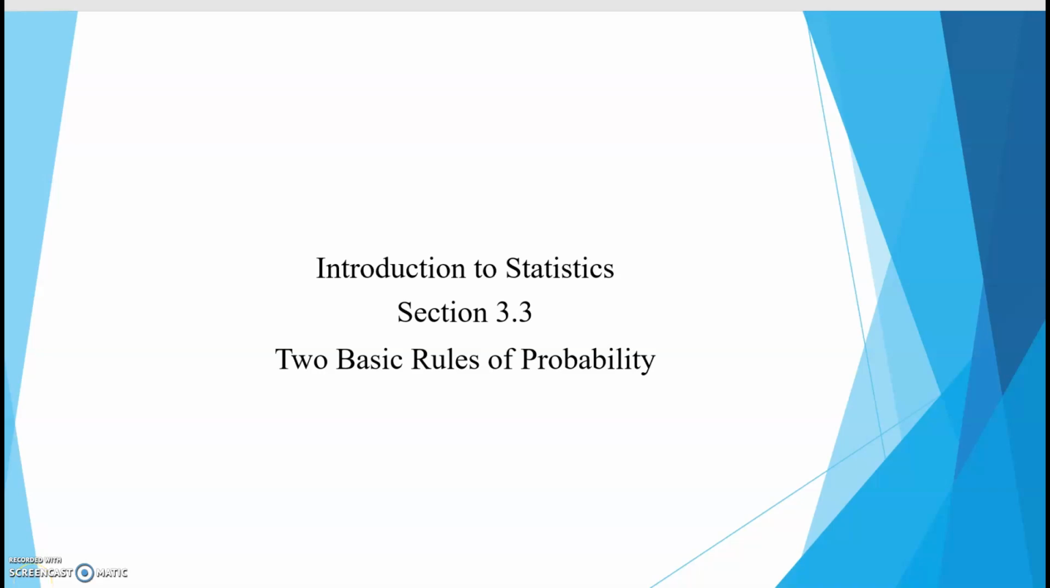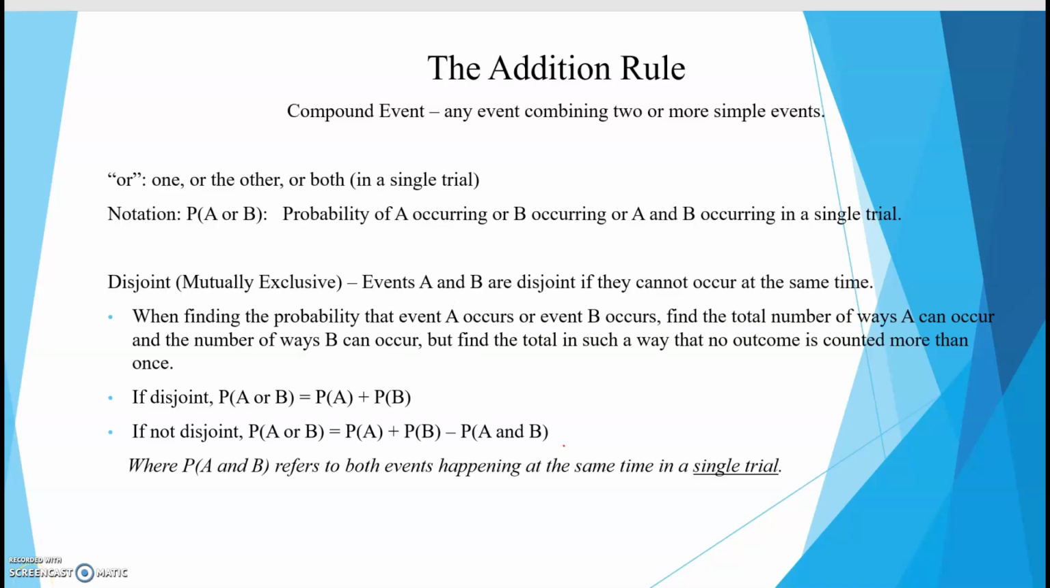Alright, section 3.3, we're looking at two basic rules of probability. The first one is the addition rule. Anytime you have an "or" probability, like you do here, probability of A or B, you're going to use the addition rule. So this is talking about the probability of A occurring or B occurring or both A and B occurring in a single trial. Okay, you roll the die once, you pick a card, just one card, or you flip a coin once. This is just one single trial.